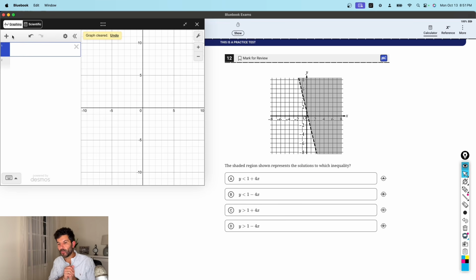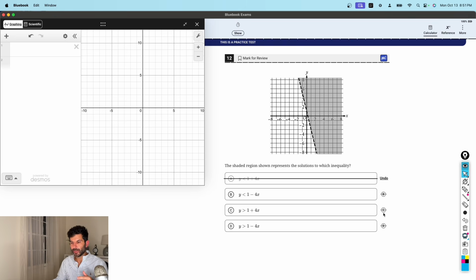Question number 12. The shaded region shown represents the solutions to which inequality? Going back to what we said in module 1 with Mr. Slope Guy, I have a line going down from left to right. So if I look at my slope, and it's not an mx plus b, but more so b plus mx, I'm going to look at those 4s and negative 4s. I'm going to cross out choice A and choice C because I do not have a positive slope here.